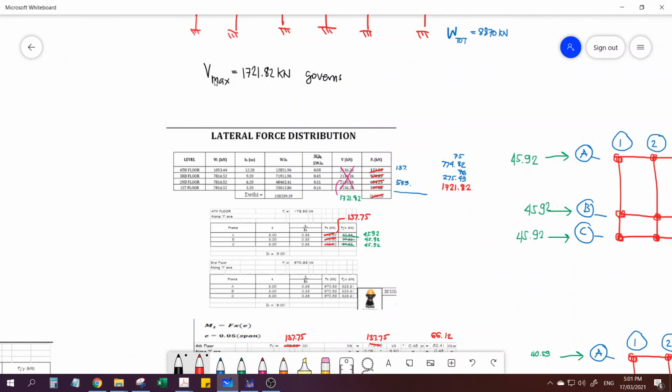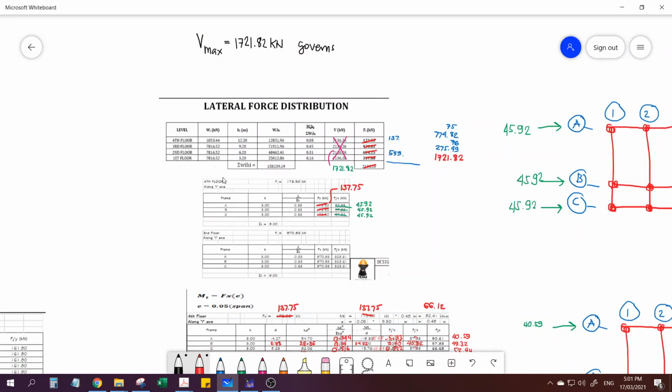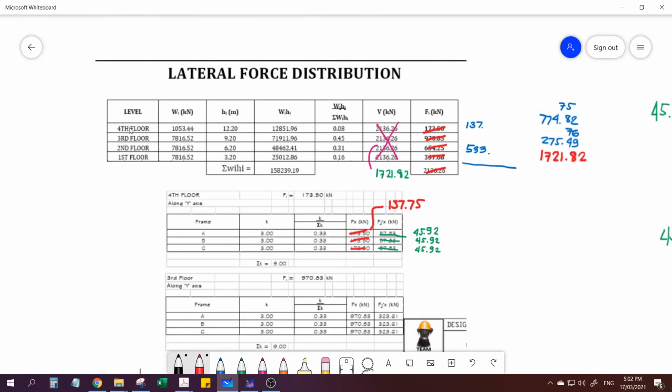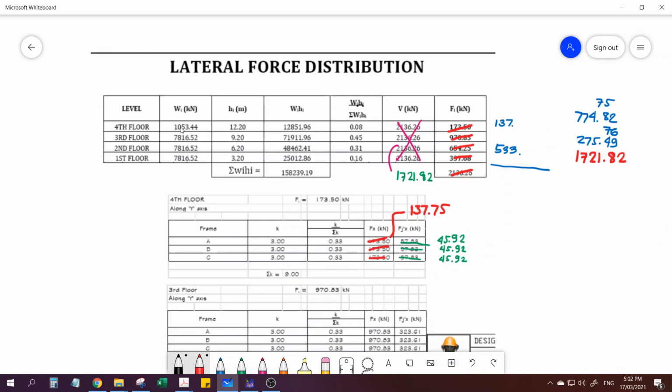Okay, so since Vmax governs, 1721.82, i-distribute na natin yan vertically sa building natin. So, ito yung tabulation which you will do sa plates. Tabulate nyo yung weight per floor, ilagay na siya dito. Then, yung height niya from the ground: 12.2, 9.2, 6.2, 3.2. Then, multiply nyo itong dalawa, weight times h. You get this. Multiply nyo sila and find the summation of this.